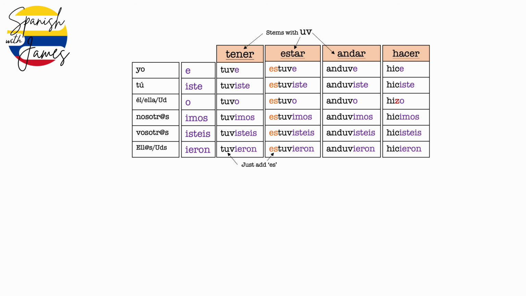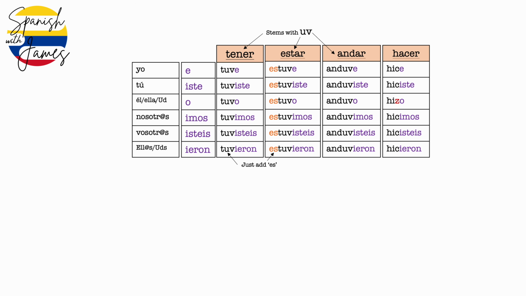Next up, we've got the verb hacer. Again, this one's a bit weird, but it's not that strange because if you take off the er, then you just need to change the a to an i to get to the irregular stem, which is hic, with the Spanish accent. So hice, hiciste, hizo, hicimos, hicisteis, hicieron.